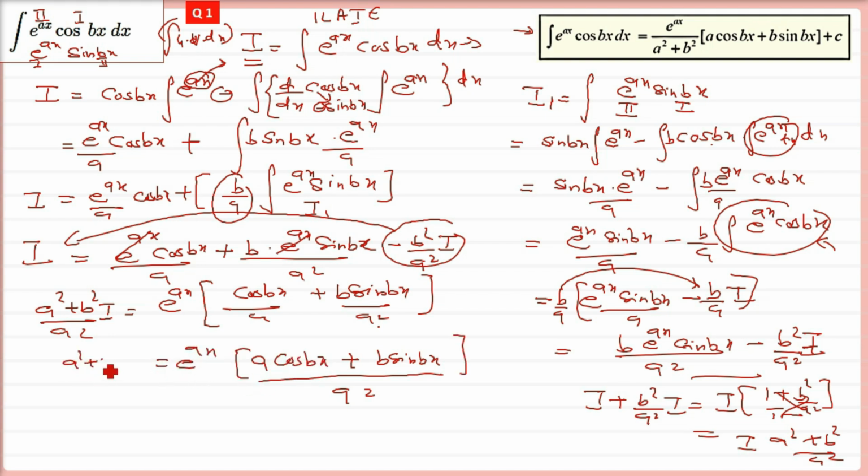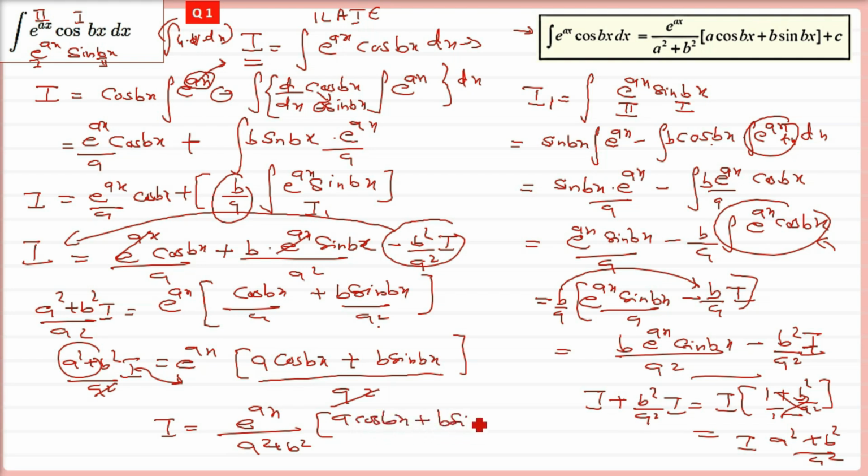Now a square plus b square by a square. First thing is you can just cancel this a square and a square in the denominator. And you can bring this a square plus b square on the right. So this integration I will be e raise ax, in the denominator it will be a square plus b square, and followed by a cos bx plus b sin bx. And now you can add a constant of integration, and this is actually the proof also and solution of the first question as well. This is from where we started, okay?